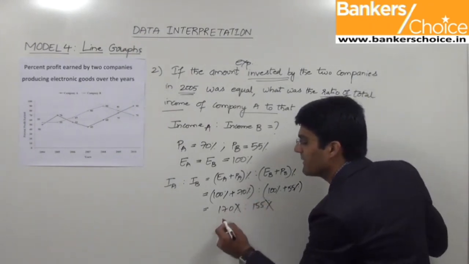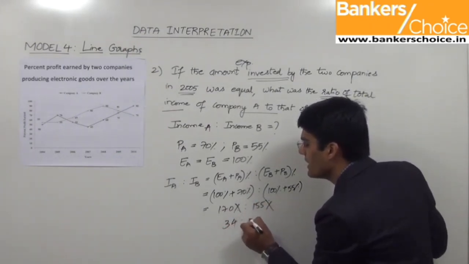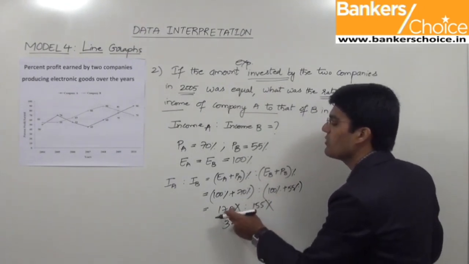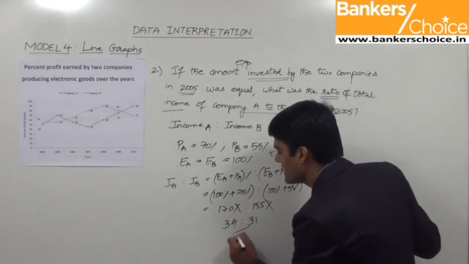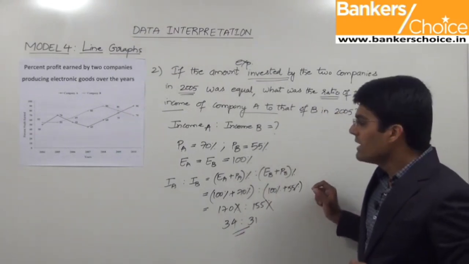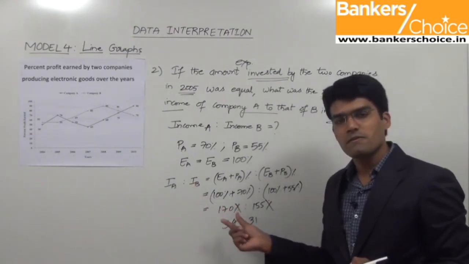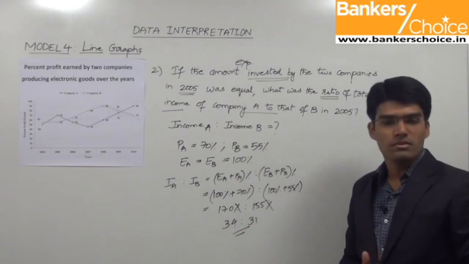Now by simplifying this further we get it as 34 is to 31. Why? Because 34 into 5 is 170 and 31 into 5 is 155. So the final answer here is 34 is to 31. That means the income of the two companies in 2005 are in the ratio 34 is to 31.